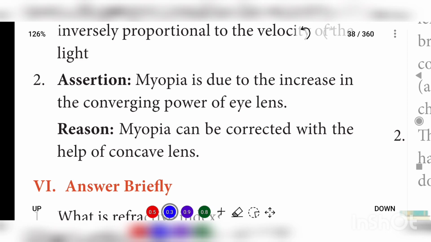Second one, assertion, myopia is due to increase in the converging power of eye lens. Reason, myopia can be corrected with the help of concave lens. Here, assertion is true and reason is also true. But reason is not the correct explanation for the assertion. So, option B.